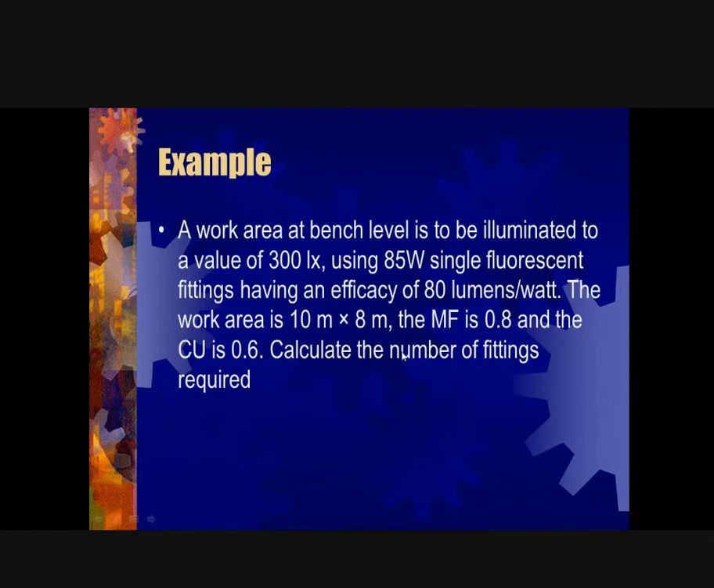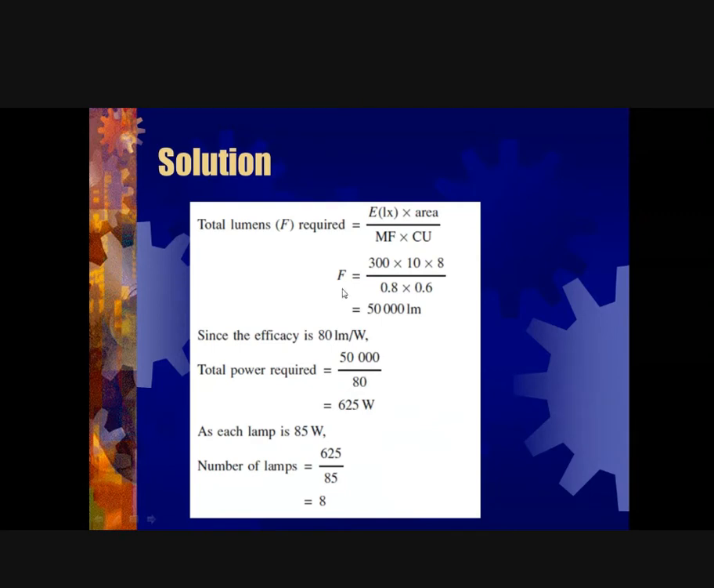They want us to calculate the number of fittings required, the number of lights. Now, to do that, we realize that the total lumens required is the amount of illuminance that we need at the surface times the area that we want to illuminate, divided by the maintenance factor and the utilization factor. So what we get is actually 50,000 lumens.